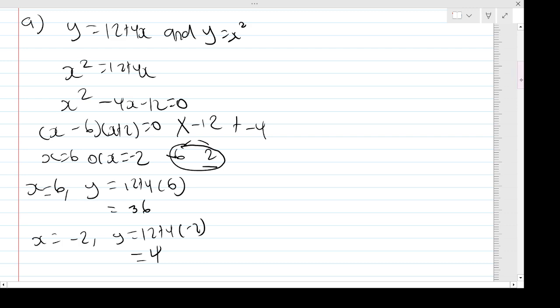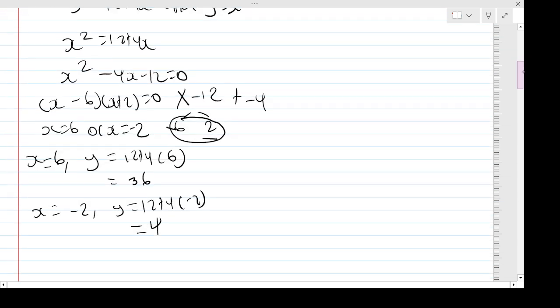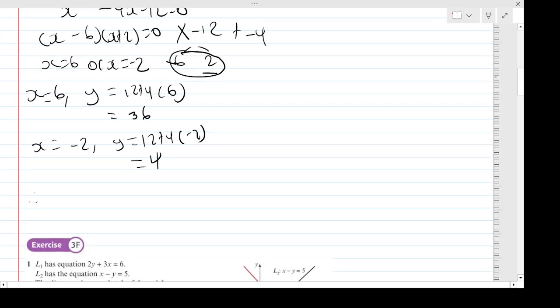Okay, so that's our solution, x, y, but it's asked for the coordinates. So remember, coordinates have to look like this, x, y. So we need to write our answer as, therefore, solutions are 6, 36, and minus 2, 4. So that's the x, y coordinates, the x, y solutions.